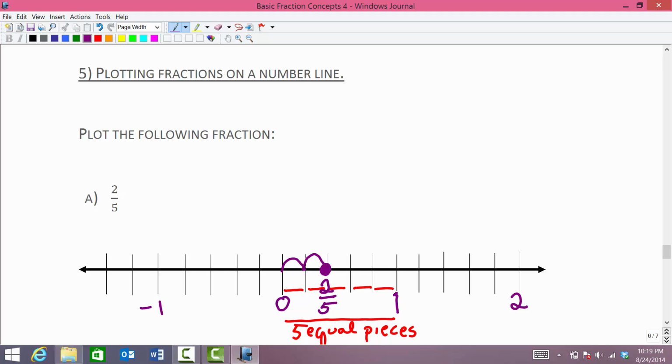So the denominator tells you how many spaces to break up in between the whole numbers, how many equal pieces that we need, and the top number tells you how many of those to move to the left or to the right.